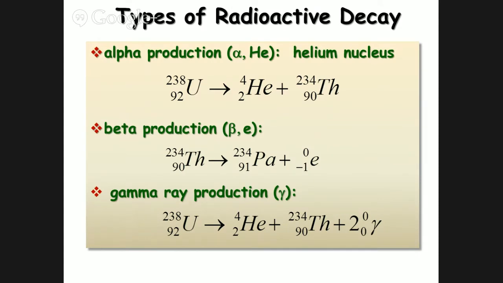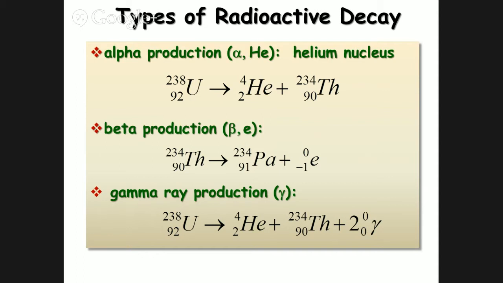Here are examples of the 3 types of radiation. First, we have alpha production or alpha radiation, which is basically a helium nucleus. So it's a helium atom without its 2 electrons. So we could also think of it as being an ion, a +2 ion, because it has lost both of those electrons. We have beta production or beta particles, which essentially are electrons.